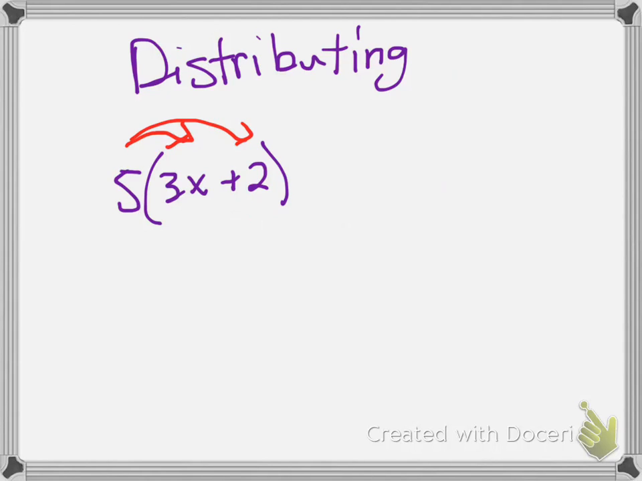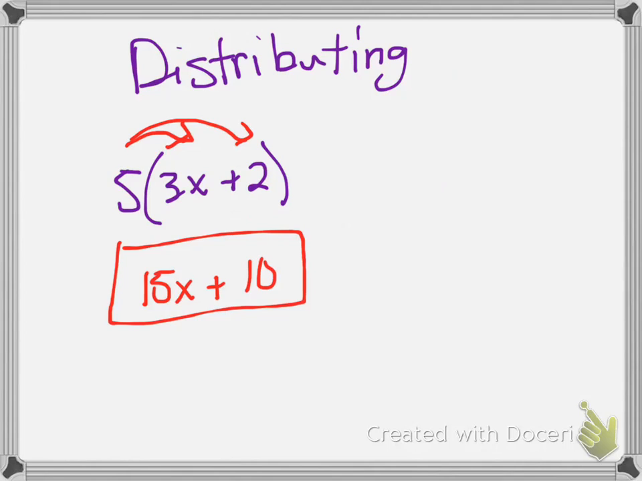So I'm going to take the 5 times the 3x plus 5 times 2. So 5 times 3x is going to give me 15x, and then 5 times 2 is going to give me 10. So that will give me my final answer.